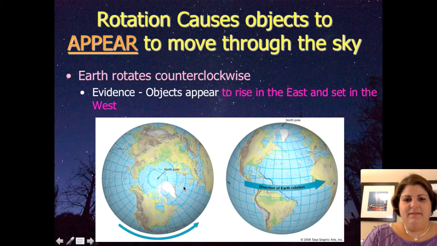As the Earth spins this way, this is a bird's eye view of the North Pole. If the Sun was over here, we would expect the eastern coast of the United States to get the sunlight first because it's rotating towards the Sun. And as we see, that's exactly the case. Their time zones are ahead of us.